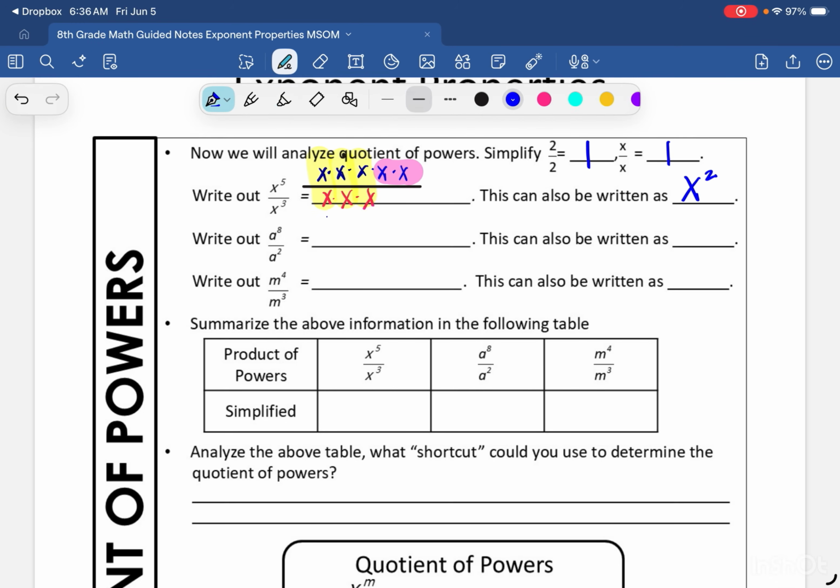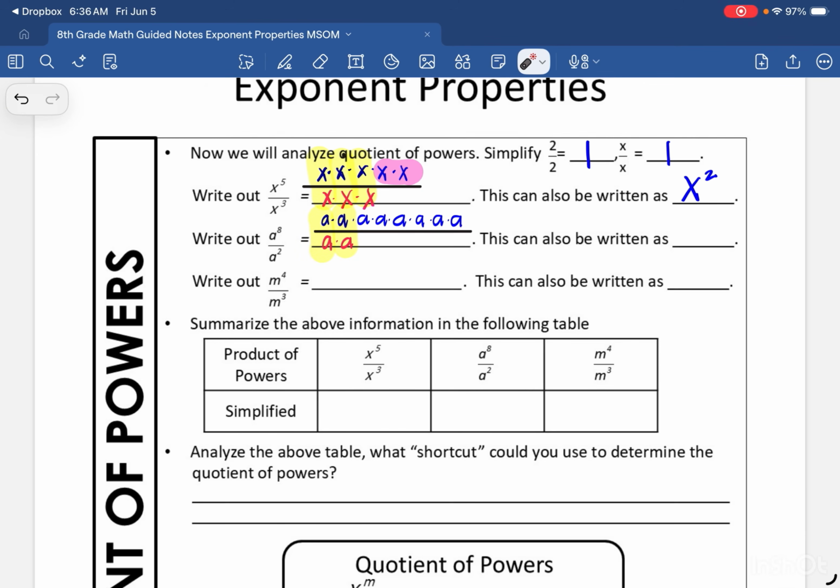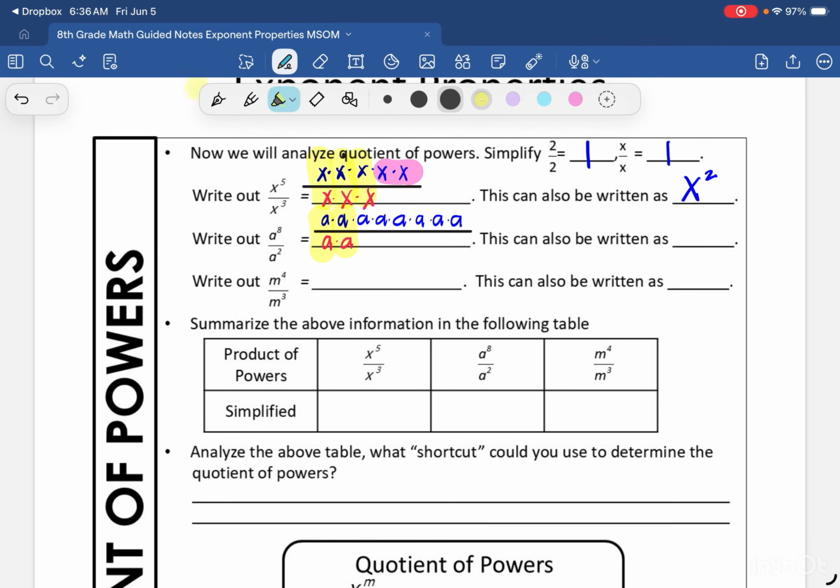Write out a to the 8th over a squared. So I have 8 a's on top. On the bottom, I have a times a. Now look what's going to cancel out. I have a divided by a, a divided by a. Those will cancel. What I have left over is a to the 6th in the numerator. So a to the 6th.